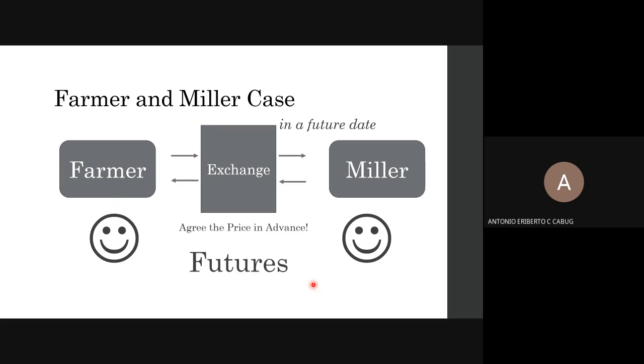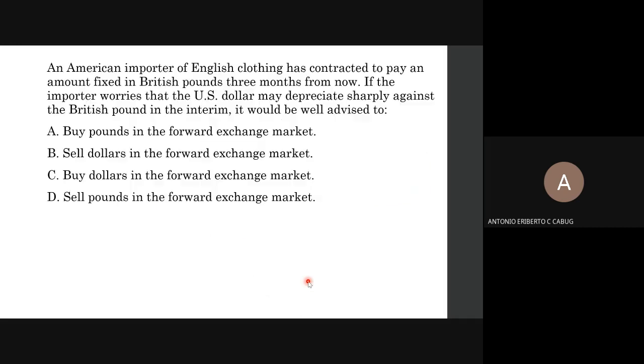Okay? So I hope you enjoyed our short storytelling. So basically, that is how forwards and futures would work. Okay tayo? Sige. An American importer of English clothing has contracted to pay an amount fixed in British pounds 3 months from now. If the importer worries that the US dollar may depreciate sharply against the British pound in the interim, it would be well advised to blank. I will give you 1 minute.